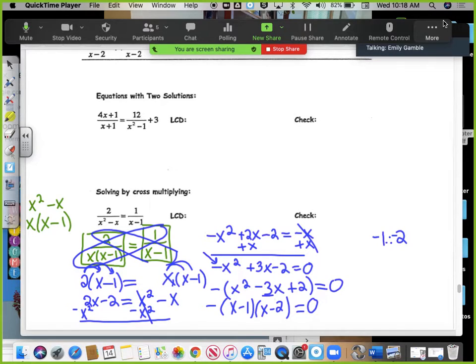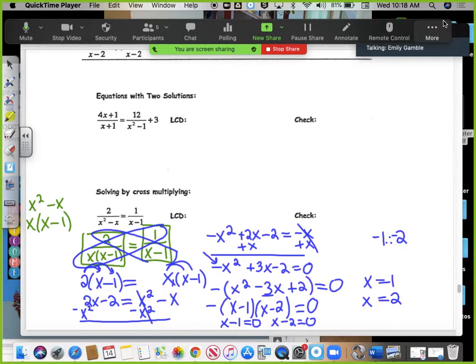Once I have that, it's time for me to move to step 7, which is the 0 property, which means I split up everything and set it equal to 0. You don't have to worry about this negative here. You would just do x minus 1 equals 0 and x minus 2 equals 0. And then you're going to get two answers for x. You're going to get x is equal to 1 and x is equal to 2.